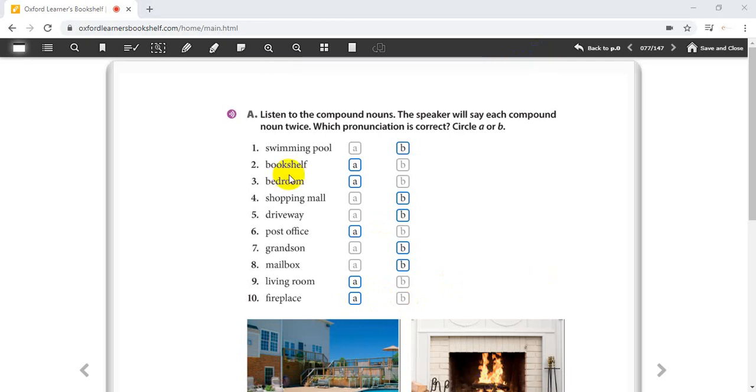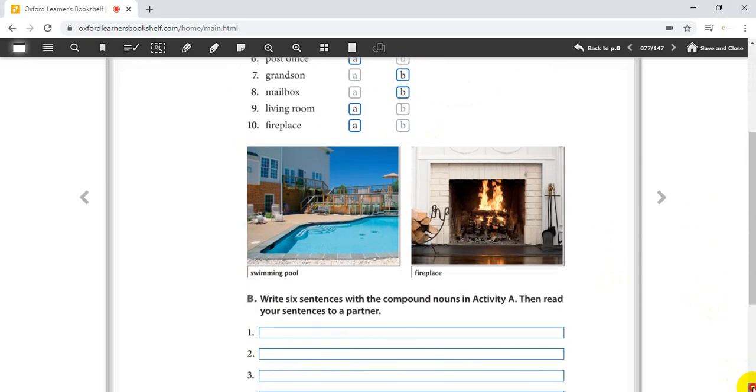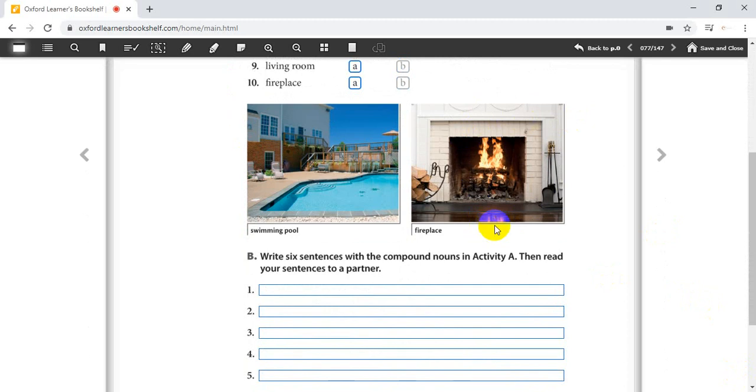All right, so I think you all have the correct answers. I solved this exercise while I was listening to the correct pronunciation. Okay. So, activity B, page 77. Now, this is the fireplace, okay?